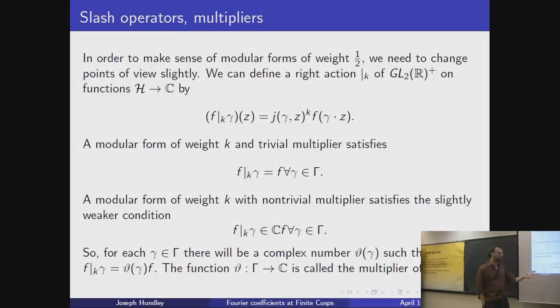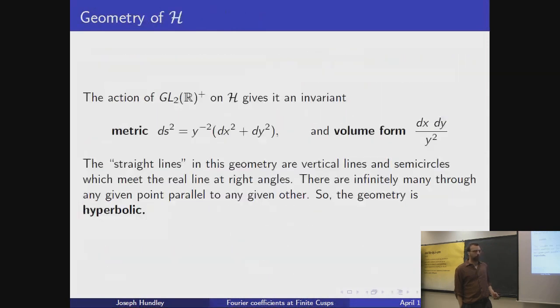you get a complex number theta gamma in this function, which sends gamma into C. That's called the multiplier. So then the theta functions that we had on the previous page can be made sense of as modular forms, which have weight 1/2, and of course they have a non-trivial multiplier.